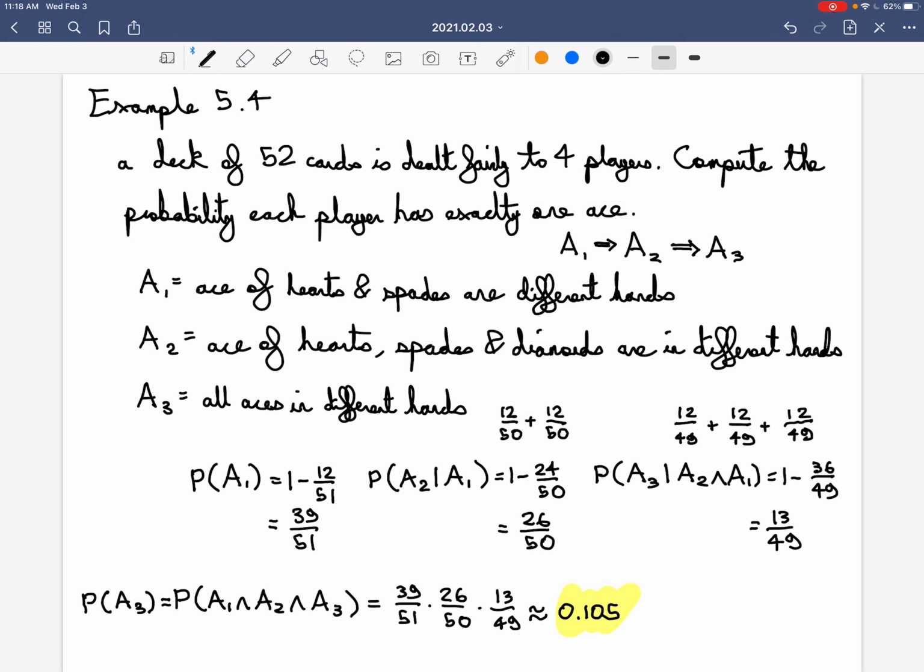So we can use the n equals 3 case of the tower rule and calculate the probability that all aces are in different hands. We use our trick to say that this implies the previous event, so its probability is the same as the conjunction, and then we multiply these things and get 0.105.